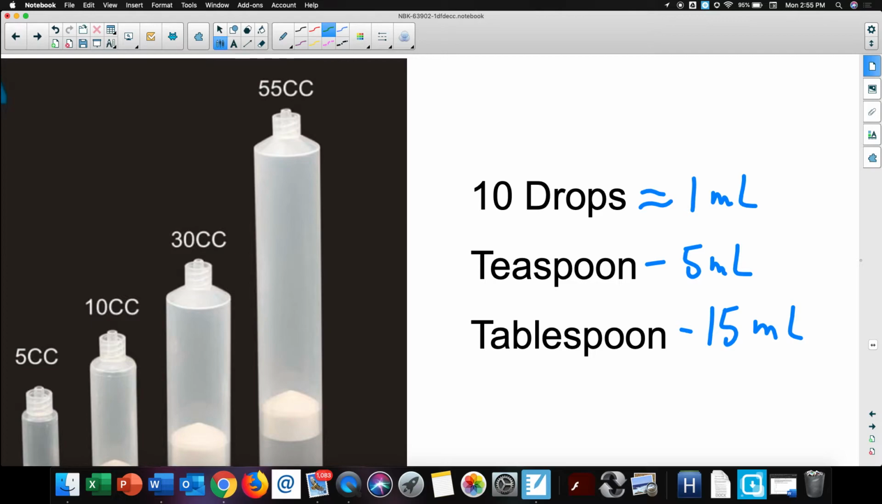How many teaspoons make up a tablespoon? 3. And so if you're doing some holiday baking and it calls for a teaspoon and you only have a tablespoon, just do it 3 times, and that's the same thing. A teaspoon is a third of a tablespoon. Easy conversions to know when you know their metric equivalents. This is volume.